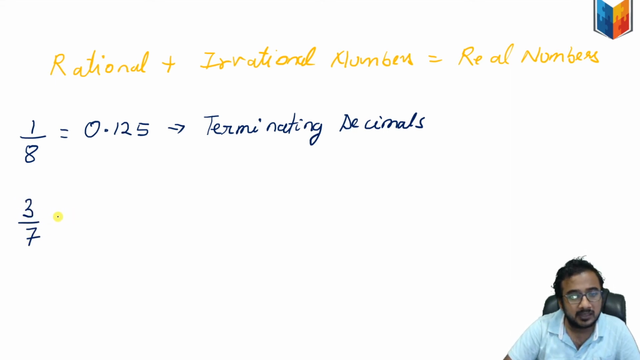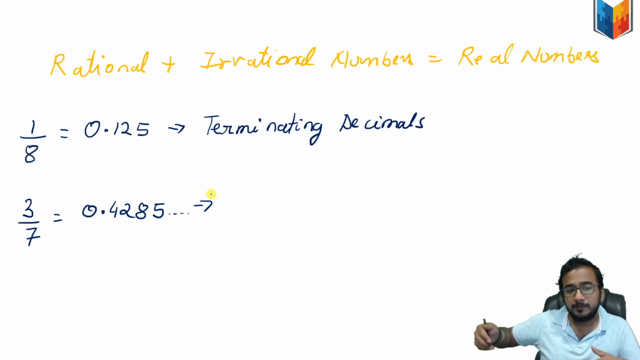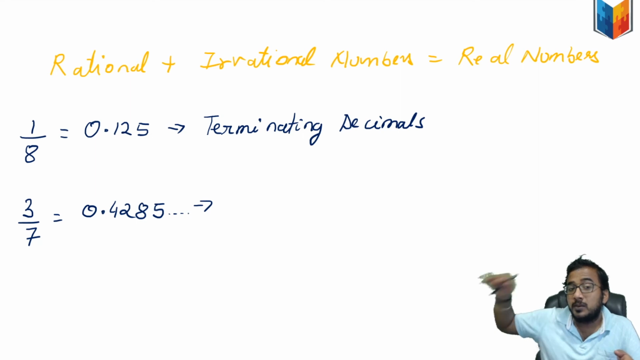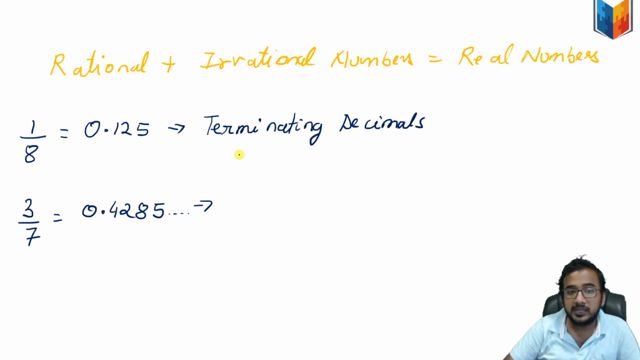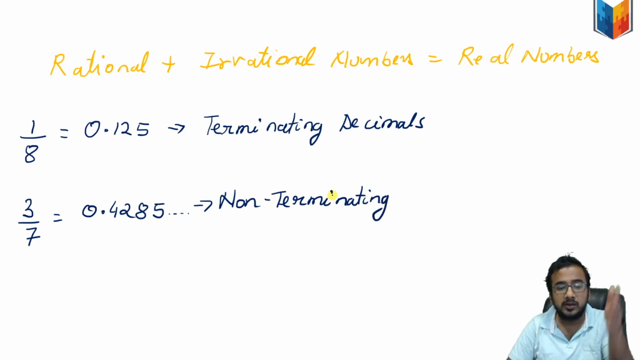Next, suppose the example is 3/7. If we divide 3/7, we get something like 0.4285 and it goes on. This one goes on and it is not ending, and the numbers are different at each decimal point, so that is why it is called non-terminating. These are called non-terminating decimals.